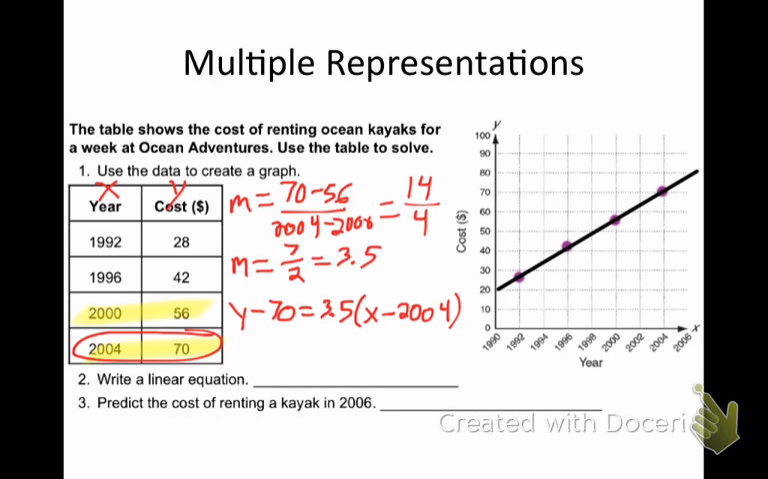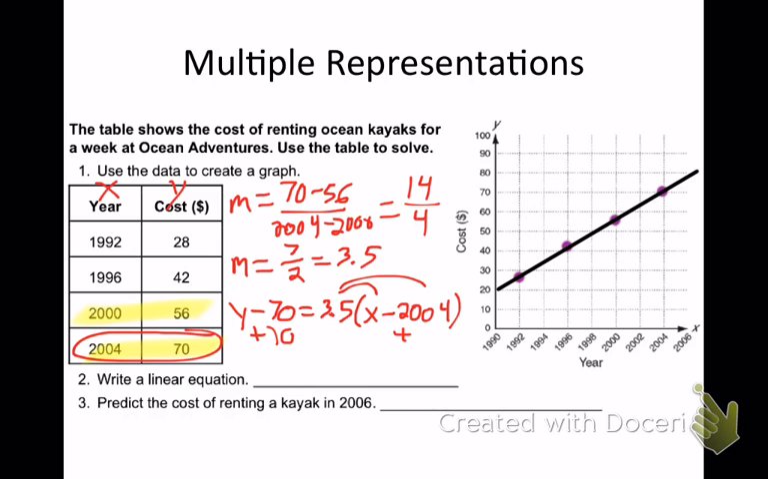And then I'm going to change that to slope-intercept form. How do I change that to slope-intercept form? It's 2 steps. The first step is to distribute. Don't you multiply the 3.5? Yes, I distribute, and then I add 70 to the other side.